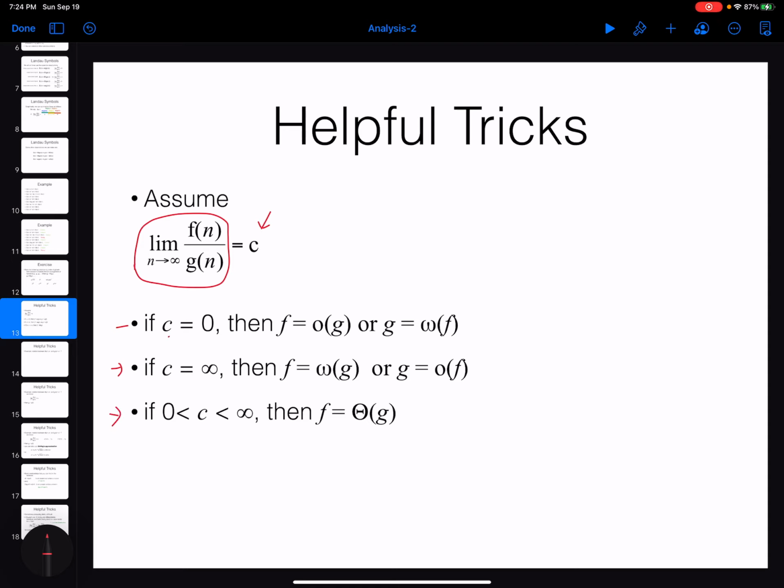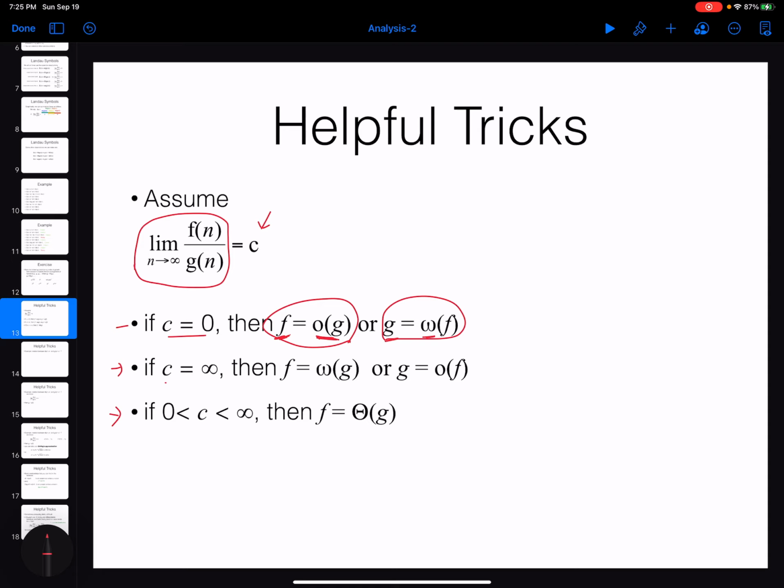So either c is going to be 0. If it is 0, it means that the growth ratio of g of n is strictly faster than f of n. Okay, so f will be in little o of g of n, or g will be in little omega of f. Both of these have the same meaning. It basically tells you that the growth ratio of f is strictly slower than the growth ratio of g.